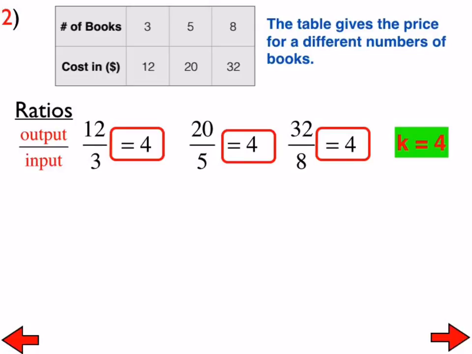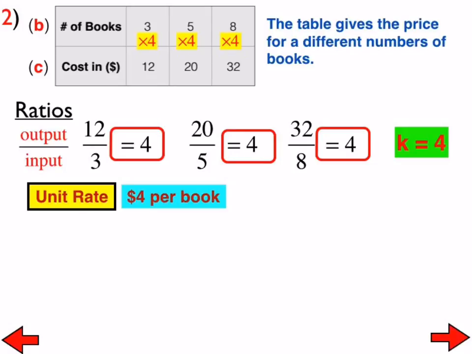A few of you are not using the variable k. At this point, if we're answering a question regarding constant of proportionality, let's use the variable k. That way we know what we're referring to. Okay? And that's the constant multiplier as well.